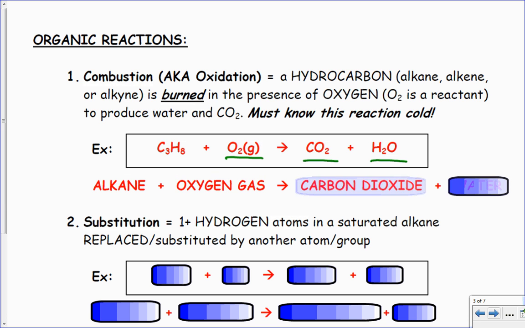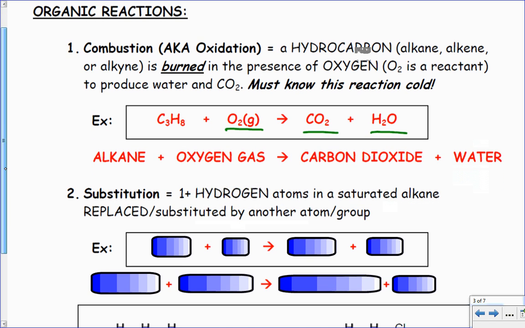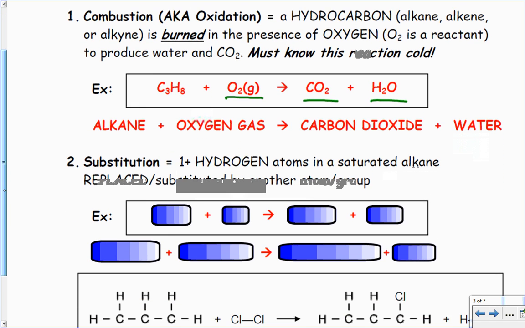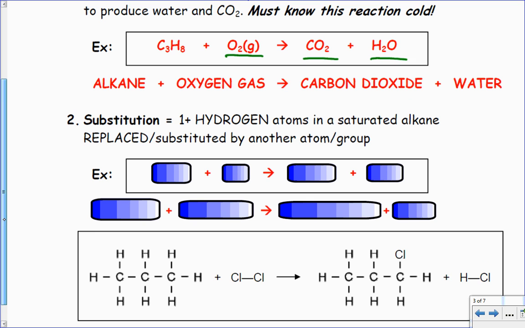So here it is out in word format. An alkane, could be an alkene or an alkyne, combined with oxygen, which is always diatomic, is going to form carbon dioxide and specifically water.